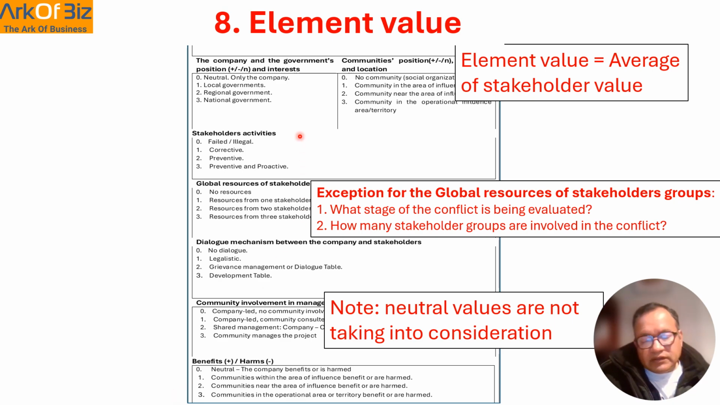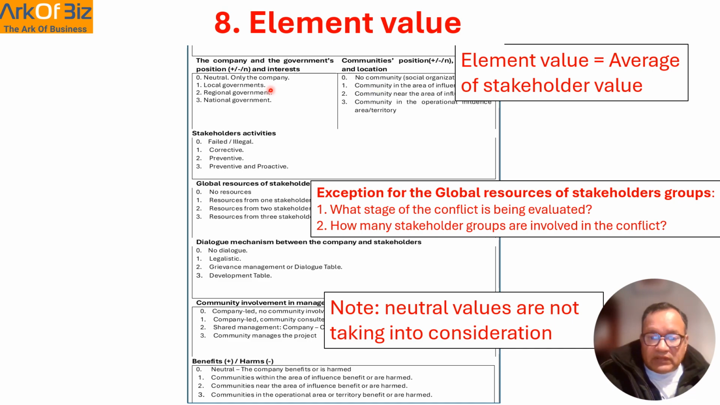Okay, let's go to the element value. In the previous slides, we saw the stakeholder value, but here we have the element value. Each element has a value to calculate the social license to operate. So let's start with how to calculate the element value. According to this formula, the element value is the average of stakeholders' values.